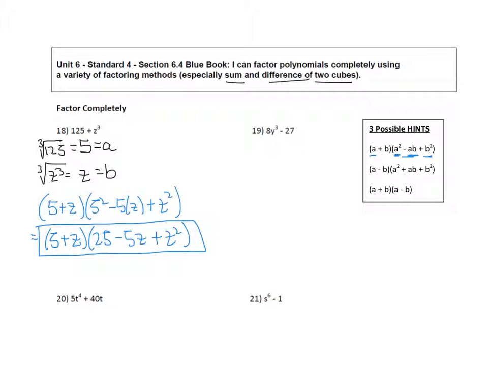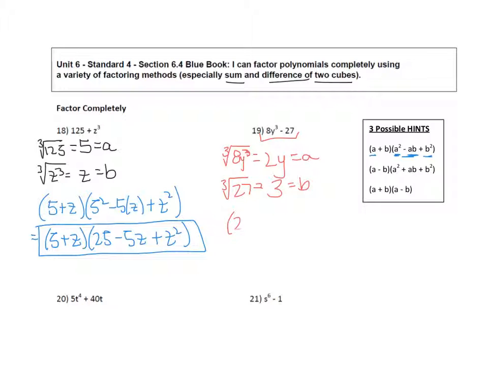That's like this one. We can't take out a GCF or anything, so let's try to take the cubed root of our first term, 8y to the third. Well, the cubed root of 8 is going to be 2, and the cubed root of y to the third is just y. So that's going to be our A value. And then let's look at the cubed root of 27. Cubed root of 27 is going to equal 3, because 3 times 3 times 3 is 27. All right, and then we're also going to use the difference of cubes because of this subtraction sign. So let's plug in what we know.